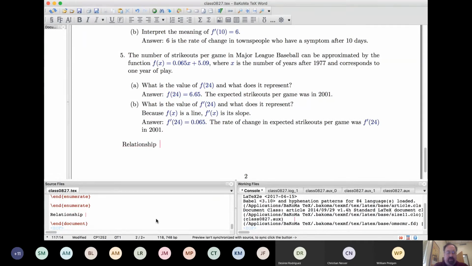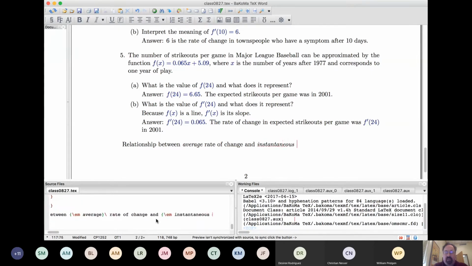Okay. I want to make a comment about the relationship between average rate of change as opposed to instantaneous rate of change. Now, I've already mentioned one relationship, that the instantaneous rate of change, or derivative, is defined in terms of an average rate of change. We're taking average rate of change over an increasingly smaller interval, but there's more to it than that. I'm going to put this on a new page.